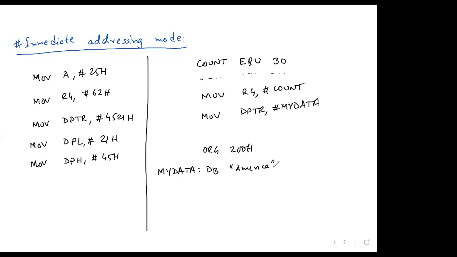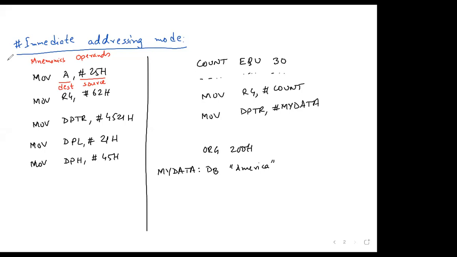To understand the immediate addressing mode, there are a few things you should try to recall. The first field over here is known as the mnemonic, and the second field is known as the operands. This one is your destination operand, and this one is your source operand. Then we might have comments or labels. All these things we already discussed in chapter 2 most probably.